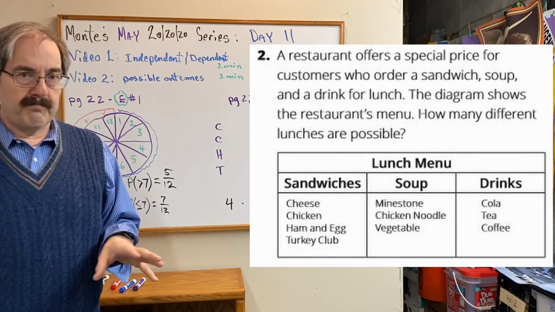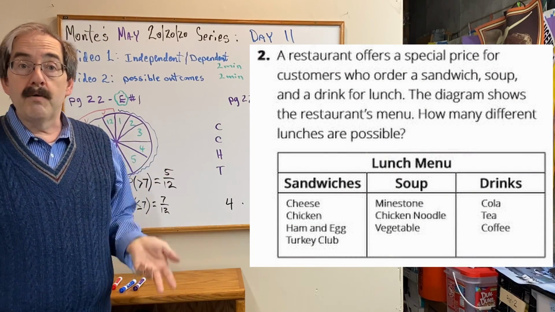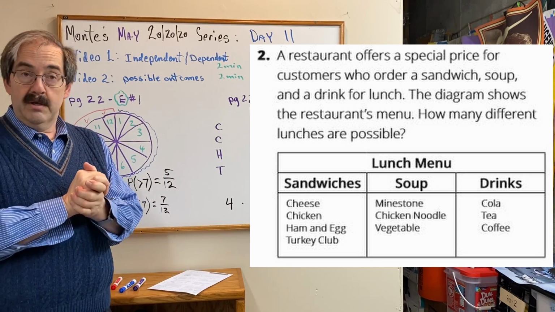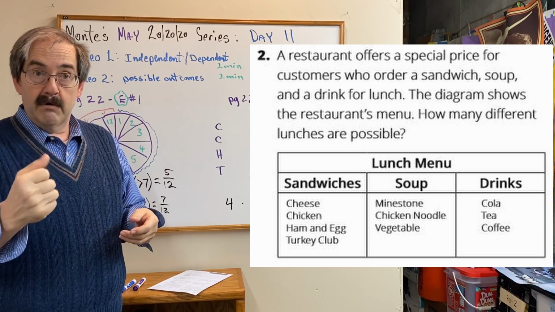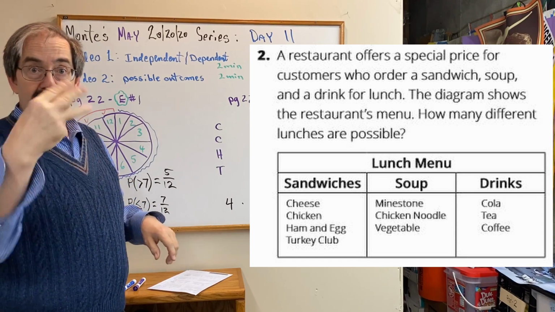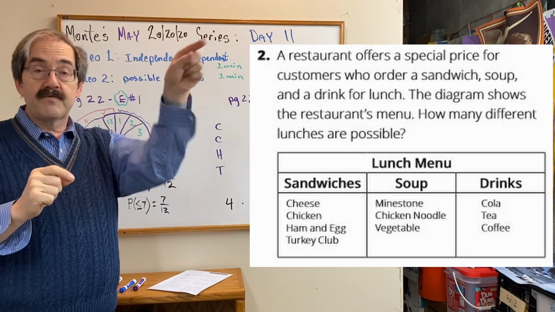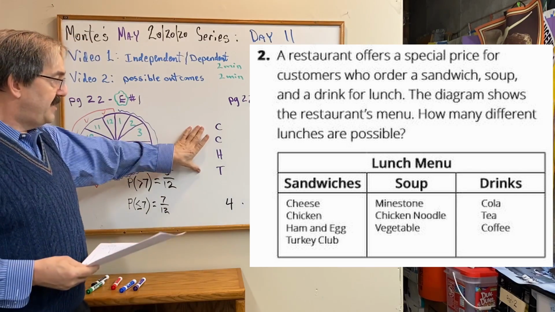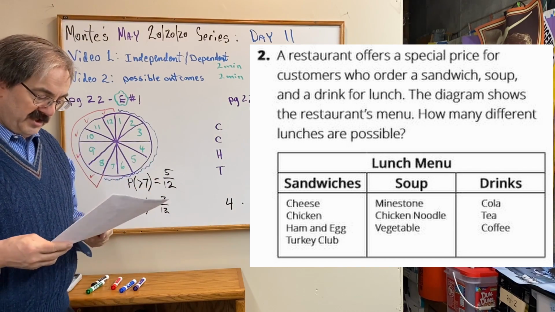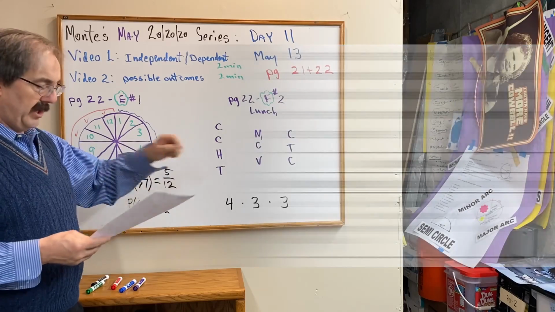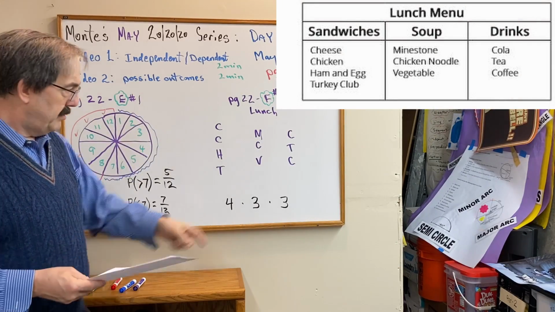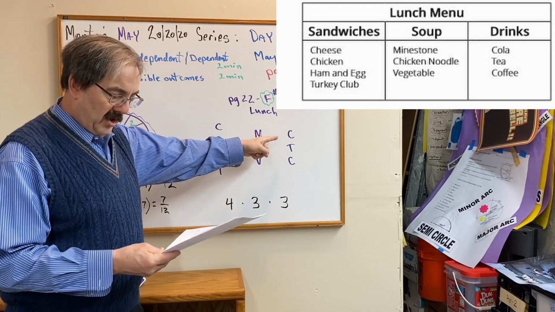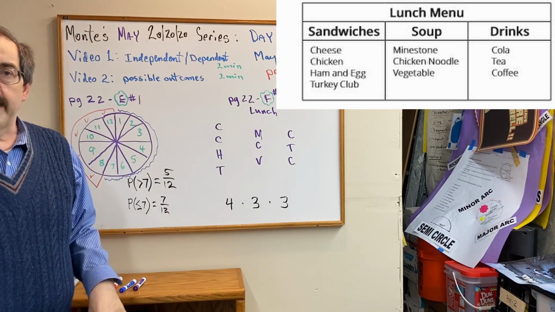These are really popular problems in statistics, and they're real world problems. Okay, if you go to Anthony's Seafood down by the river, they have the pick 3, right? If you go to McDonald's, they got the pick 3, where you can choose from 3 categories. Okay, we're going to go eat lunch. And there's different types of sandwiches: cheese, chicken, ham, turkey. For soup, minestrone, chicken noodle, vegetable. Drinks, cola, tea, coffee. What are the possible combinations?